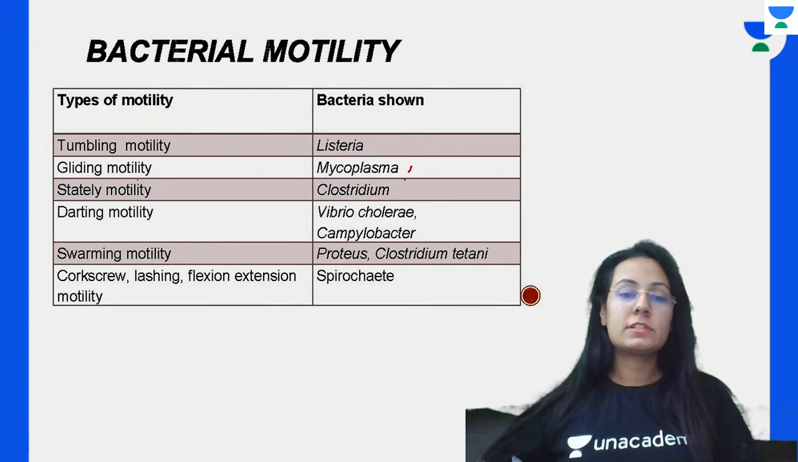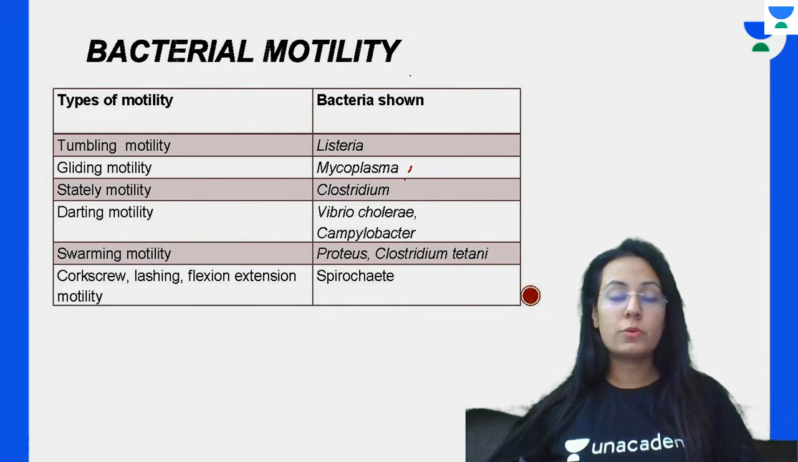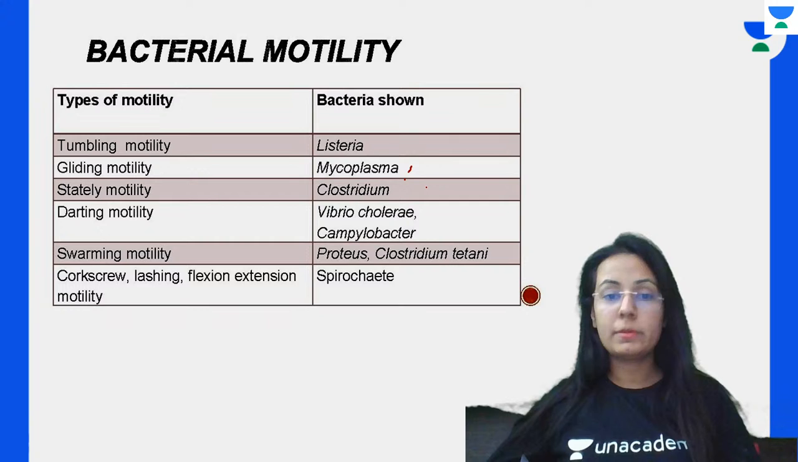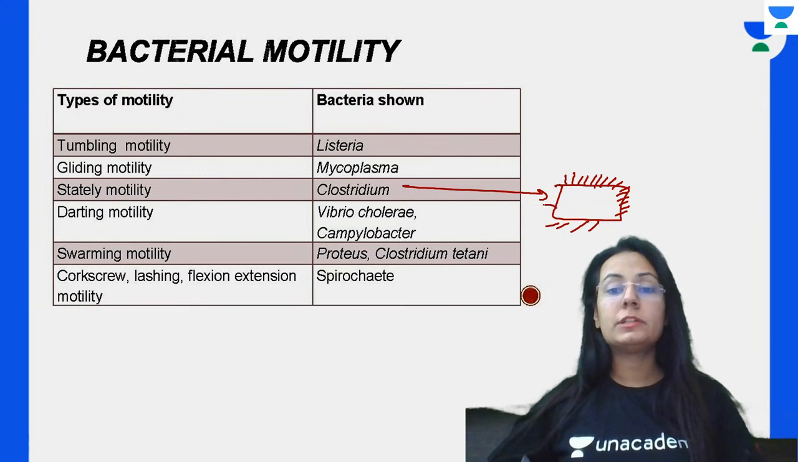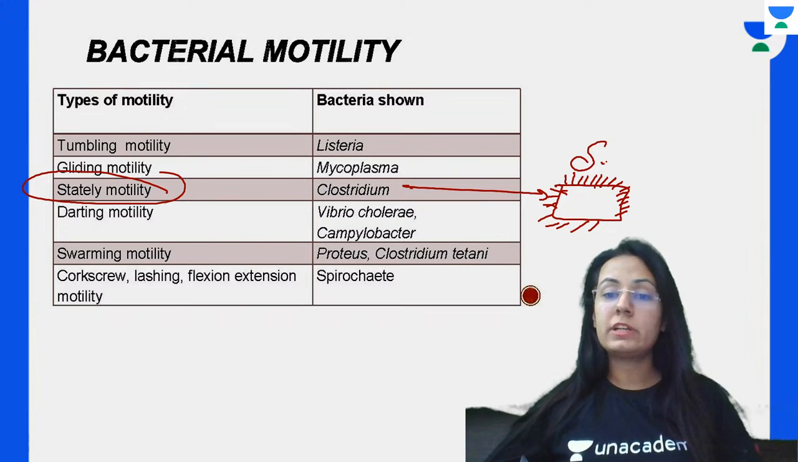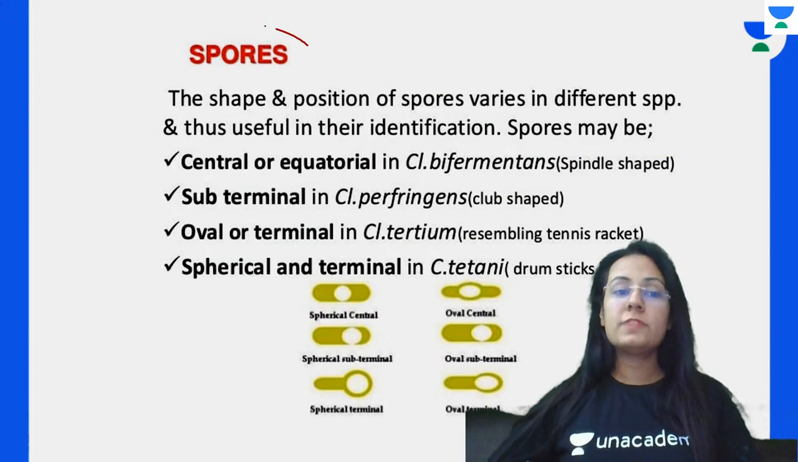Now, first, let's talk about those points that we have discussed. Most important to remember is that Clostridium has peritrichous flagella, that is, it is motile. But Clostridium tetani and Clostridium perfringens are non-motile. It has what type of motility? Stately motility. All right.